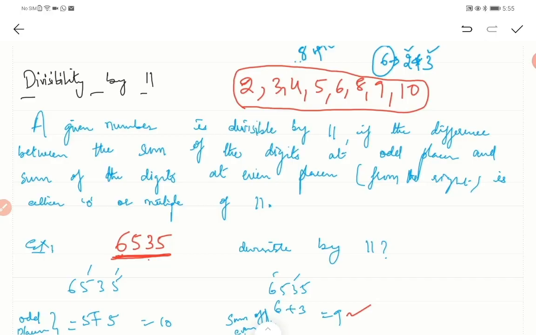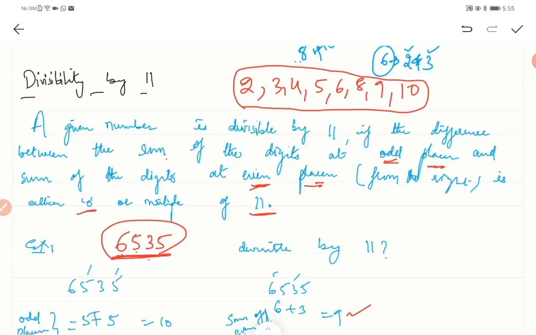If you want to know whether it is divisible by 11 or not, what you will do is find the difference of the sum of the digits at odd places and the sum of the digits at even places. First you will find the sum of digits at odd places and even places, and then take the difference. If you get 0 or a multiple of 11, then you will say that this total number is divisible by 11. I will show you one example, then it will be easy for you.